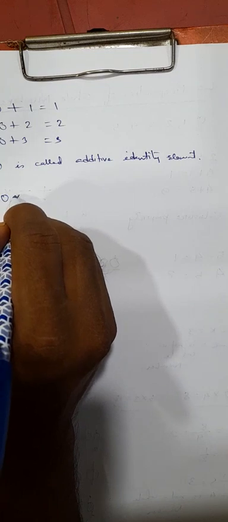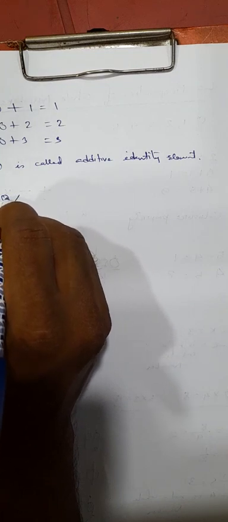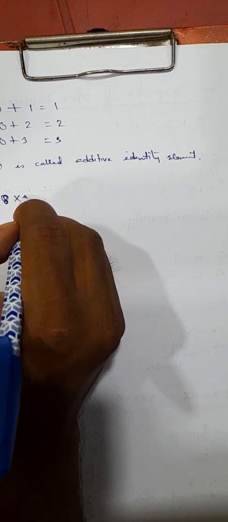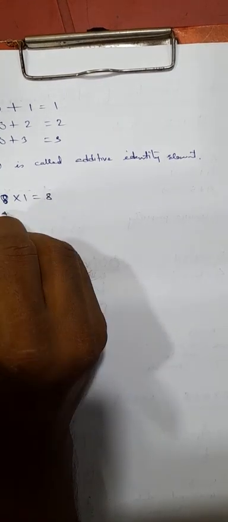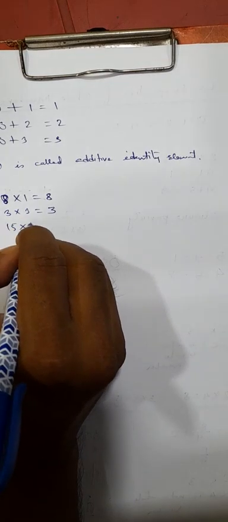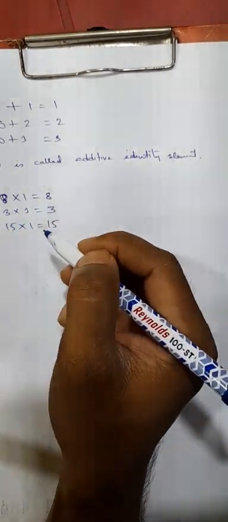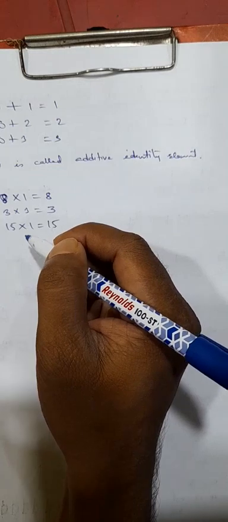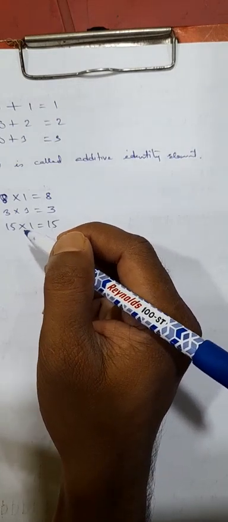Similarly, product of a whole number with 1. Say for example, 8 multiplied by 1 equal to 8. 3 multiplied by 1 equal to 3. 15 multiplied by 1 equal to 15. So that means product of any whole number with 1 is the number itself.